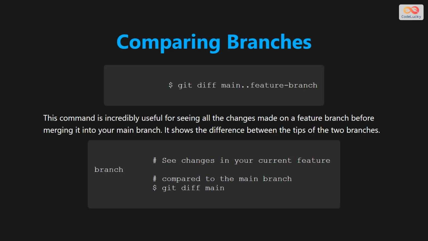A very common use for git diff is to compare branches. By running git diff main..feature-branch, you can see all the work done on your feature branch before you merge it. If you're on the feature branch, you can just type git diff main to see the same comparison.